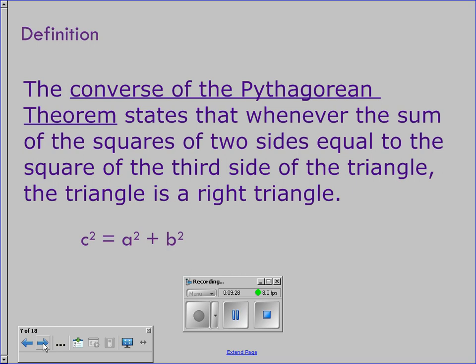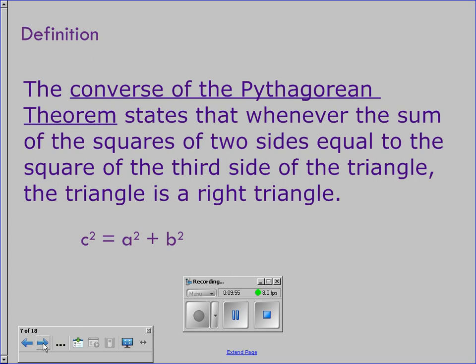So whereas before we had, if we have a right triangle, then the Pythagorean Theorem is true, now we have, if the Pythagorean Theorem is true, then we have a right triangle. So it's the same exact thing, except for the fact that we have to have the Pythagorean Theorem true before we know we have a right triangle, instead of knowing we have a right triangle before we can use the Pythagorean Theorem. So if you need a second, make sure you pause it.